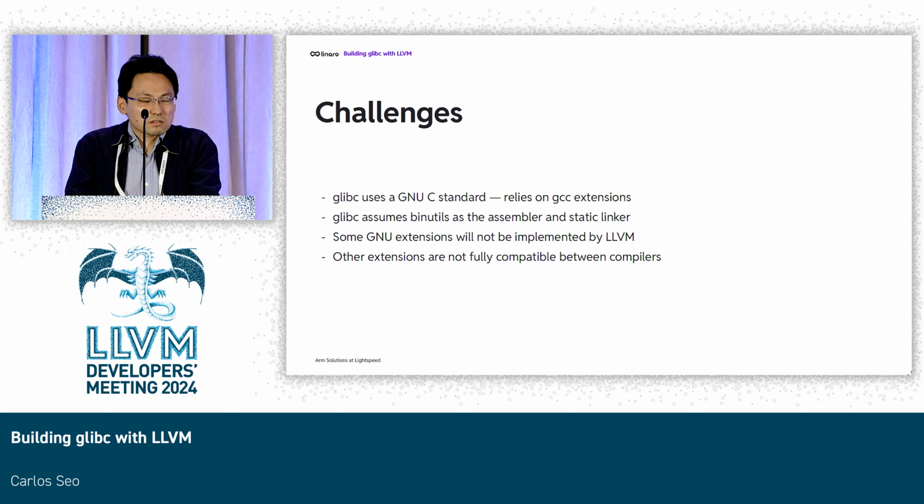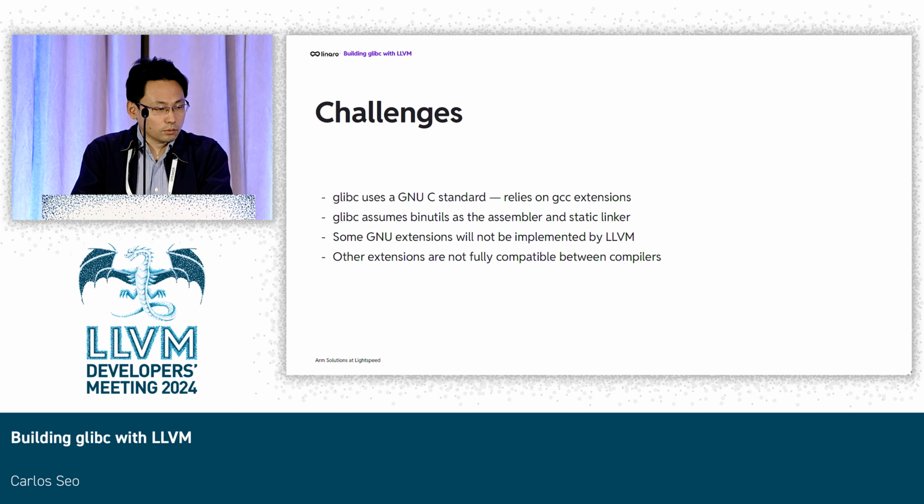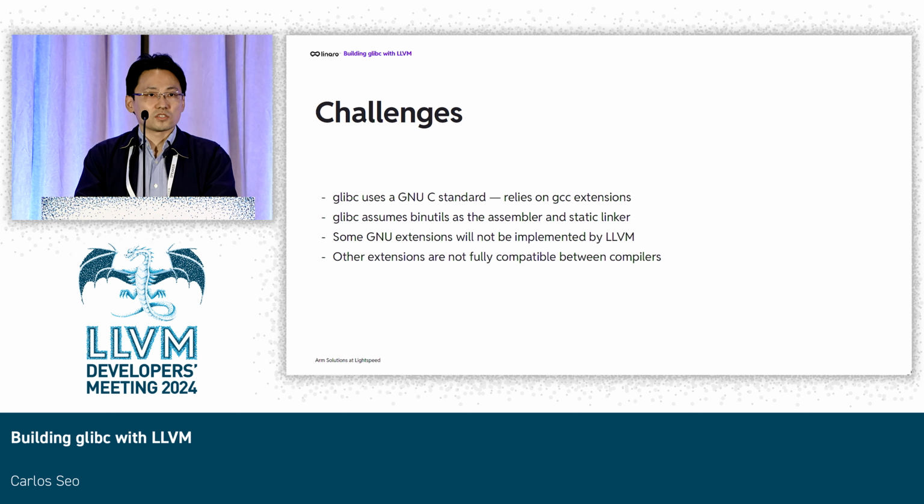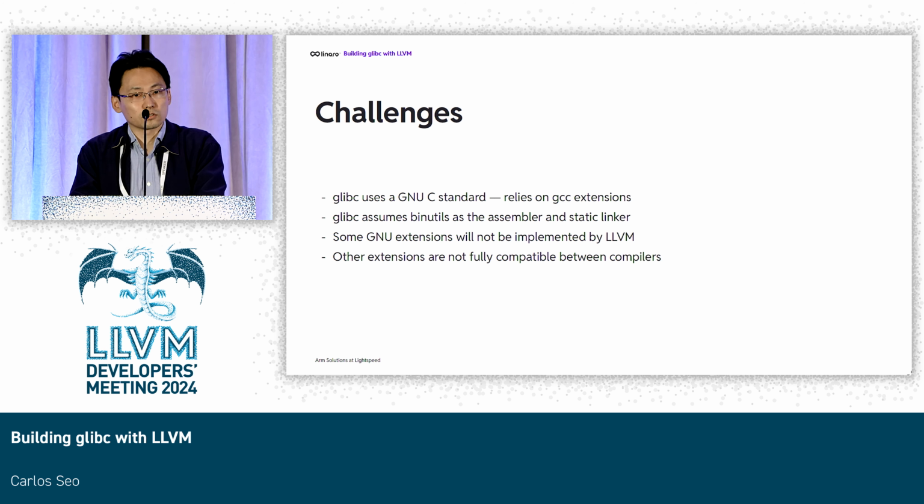The challenges of doing this are huge. First, glibc uses the GNU C standard, so it relies on GCC extensions for a lot of things. It also assumes that the default assembler and linker come from binutils, so that generates another layer of dependencies. Some of these GNU extensions were already discussed in the community and will never be implemented by LLVM. And there are some other extensions, like 128-bit floating point, that are not fully compatible between the compilers.